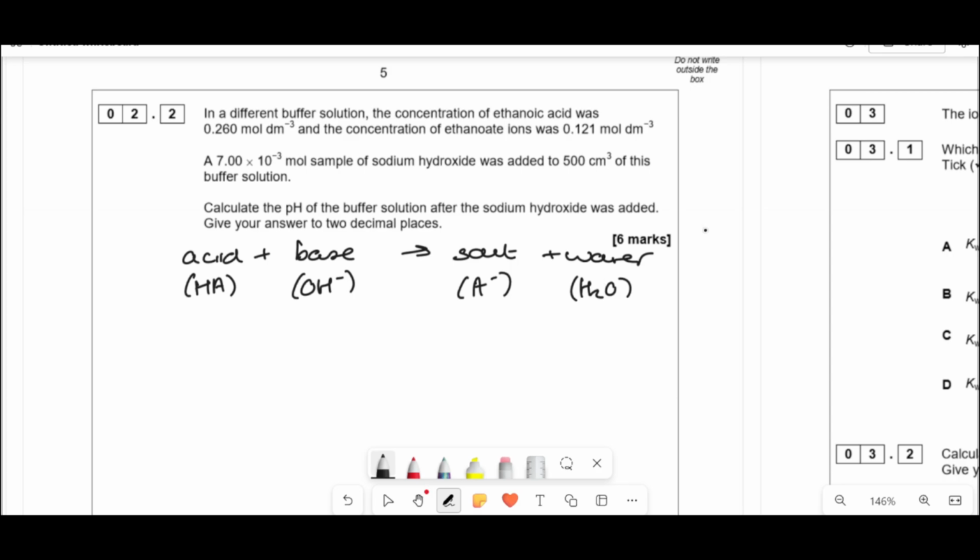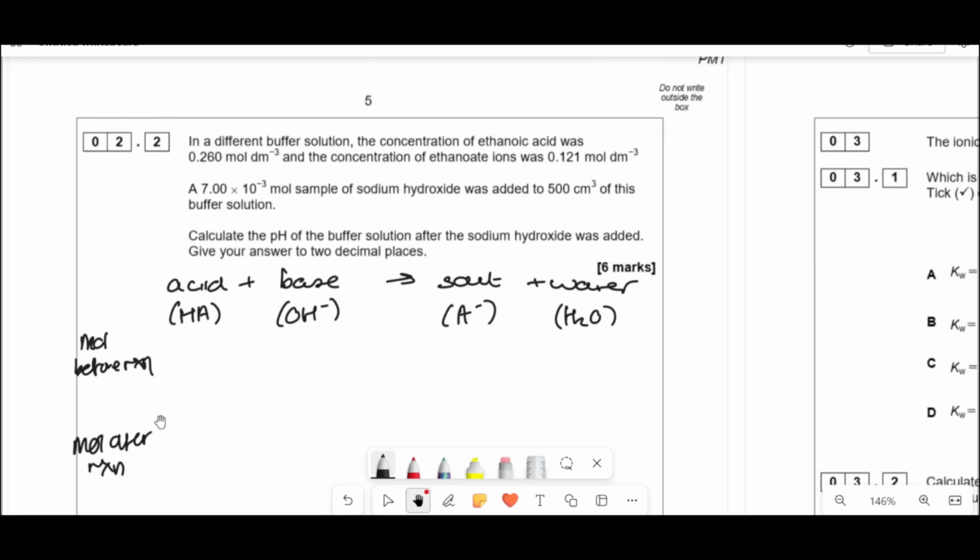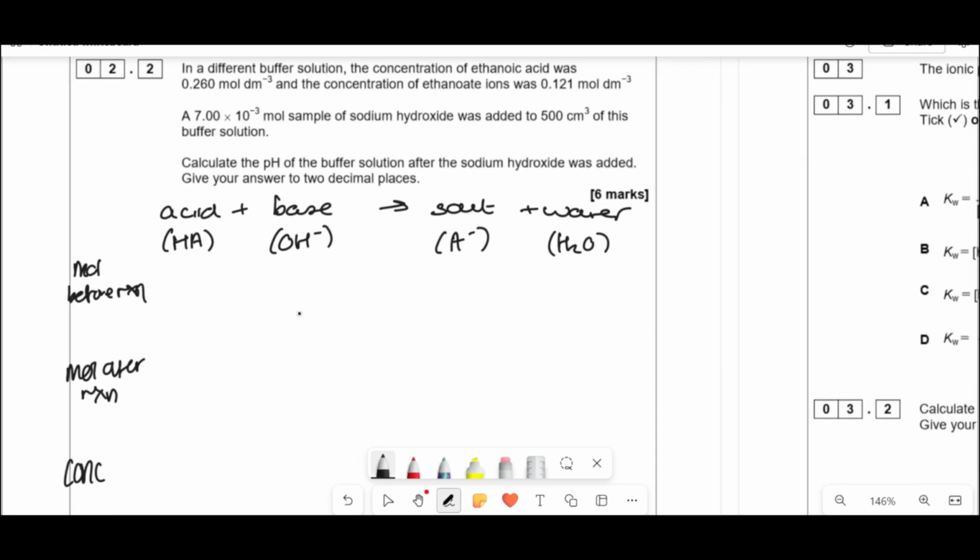So here then, what you do is you need to first of all do moles before reaction, your moles after reaction, and then whatever you need here. So we're going to need concentration eventually if we're going to do Ka. So now we need to think about this before the reaction and after. This is where it requires you to read the question and use some reading comprehension skills.